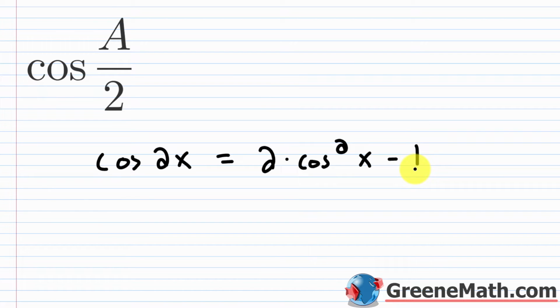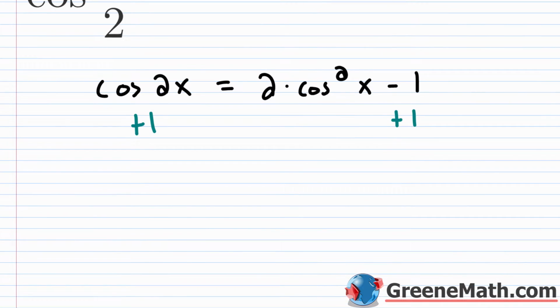Now, what you're going to end up doing is getting cosine of x on one side and everything else on the other. And again, you're going to plug in a over 2 everywhere there's an x. You can pause the video and try that now, or you can just go through this with me. Since I want the cosine of x on one side by itself, let me add 1 to both sides. This gives me the cosine of 2x plus 1 is equal to 2 times cosine squared x. Now I'm going to write this on the left and this on the right, so I'm just going to switch the sides.